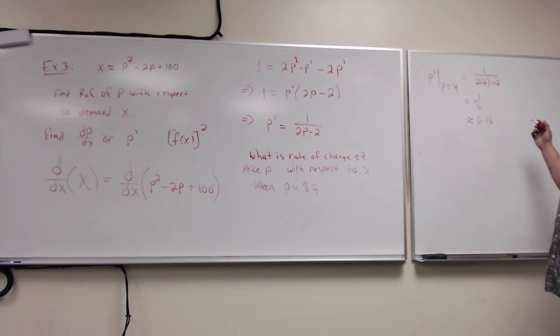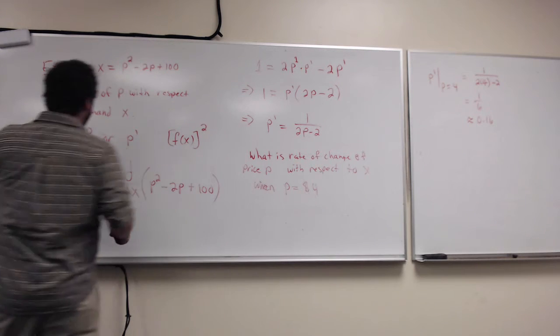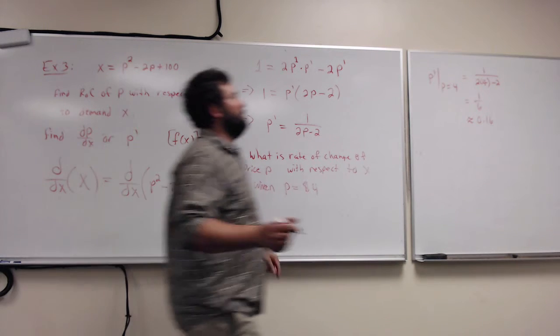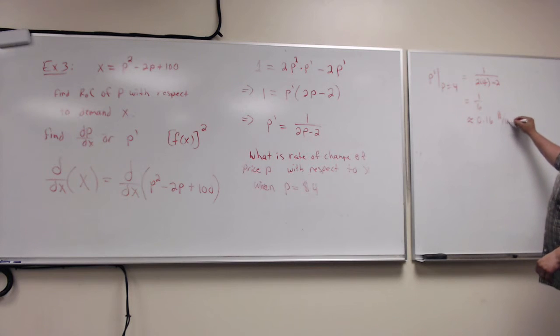And then let's write down our units. This is why the dp dx notation is helpful, right? Because when you're writing down your derivative as a rate, the top is going to be change in dollars, and the bottom is going to be change in units. Okay, so this would just say dollars per unit. So when the price is $4, each additional unit that's demanded would lead to a 16-cent increase in the price. Right, so if somebody demands another unit, the price is going to increase by 16 cents.